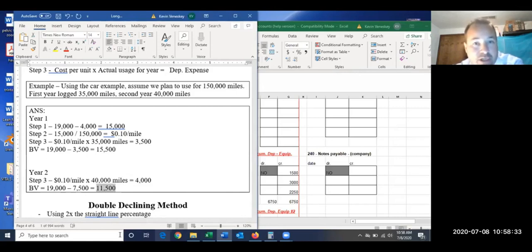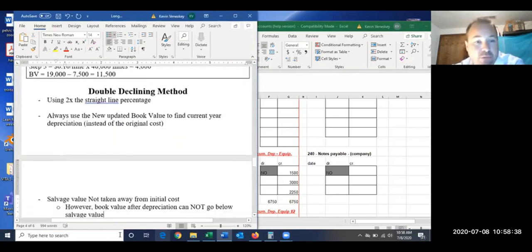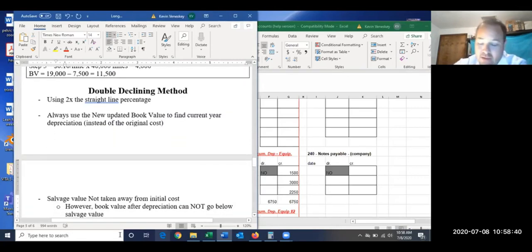Okay, that's option number 2. Now we're in our third and final option, the double declining method. The double declining method is the most similar to tax purposes. So some companies like to use this to keep in step with tax. What double declining does is a little different.